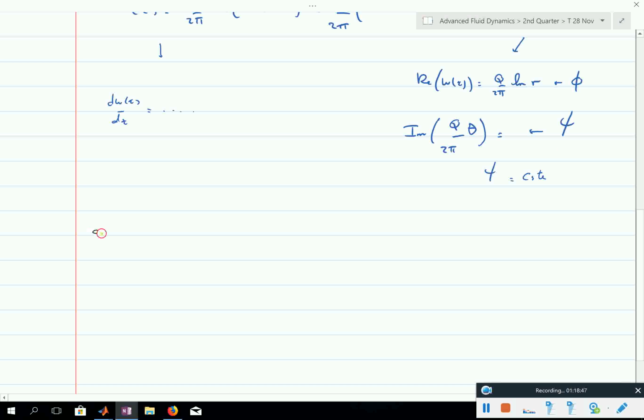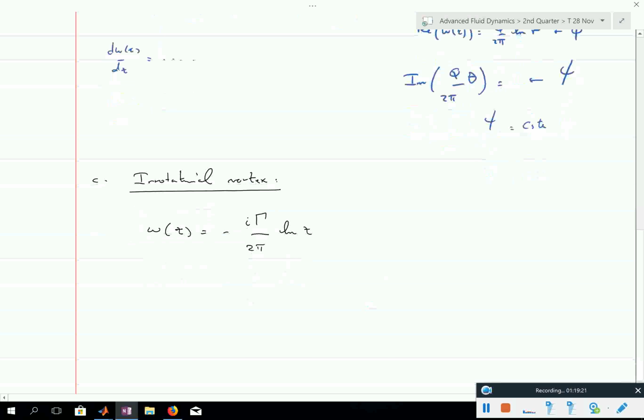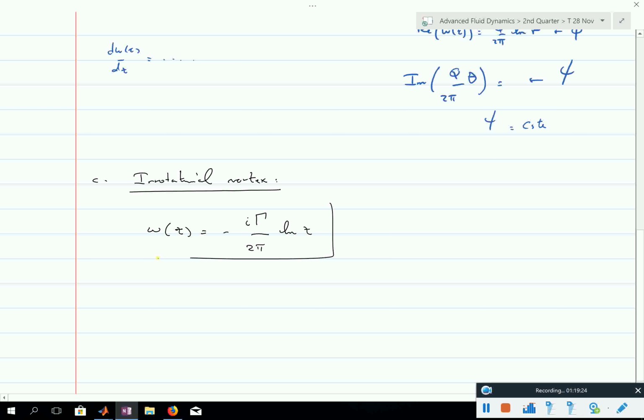Let's continue and introduce irrotational vortices. For an irrotational vortex, the complex potential again looks very much like what we had before. It's going to be minus i times gamma divided by 2 pi log of z. This is the complex potential for an irrotational vortex.